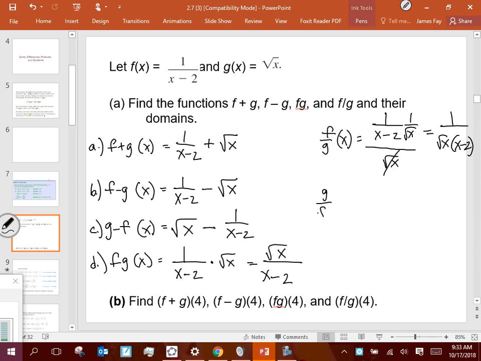And we'll see now g divided by f of x would be g, which is root x. And then f is going to be 1 over x minus 2, right? Can I change that to root x times x minus 2 over 1? That make sense? So it ends up just being root x times x minus 2.